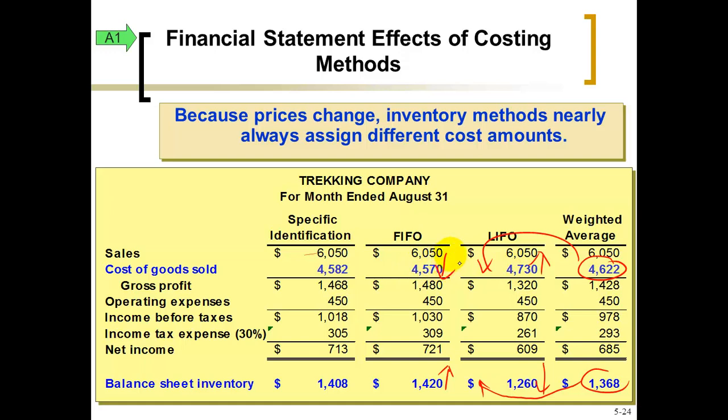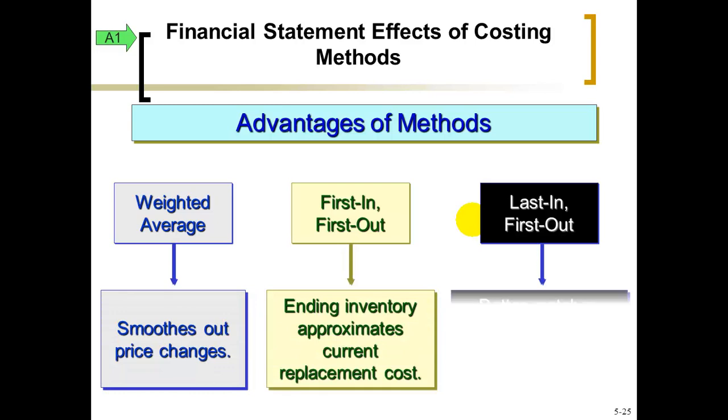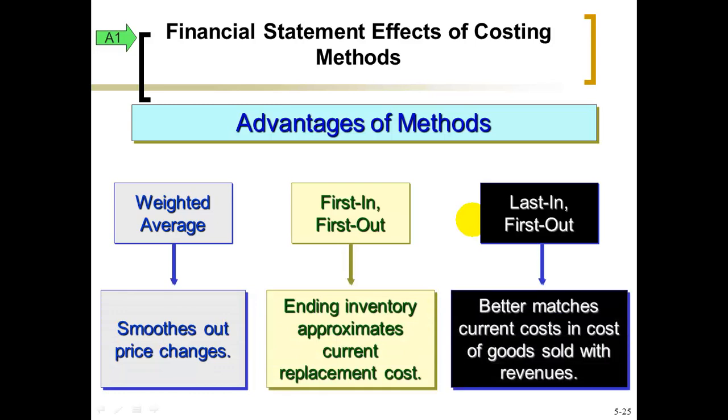Now why would people use these different methods? It's not just to confuse you, you have to learn all these methods, but each method has its advantage. For those three, the average smooths out any increase or decrease in the cost that you buy. Whereas the FIFO method, if you look at the ending inventory in the balance sheet, is going to be very close to the replacement cost, because it's at the more expensive price that you probably have to spend to replace that ending inventory.